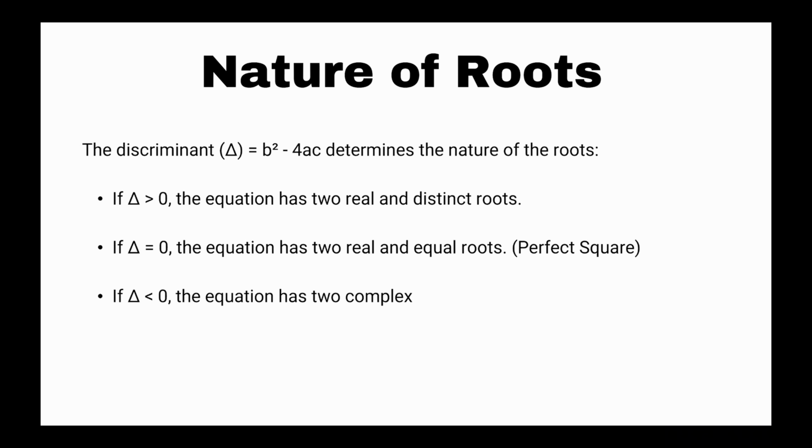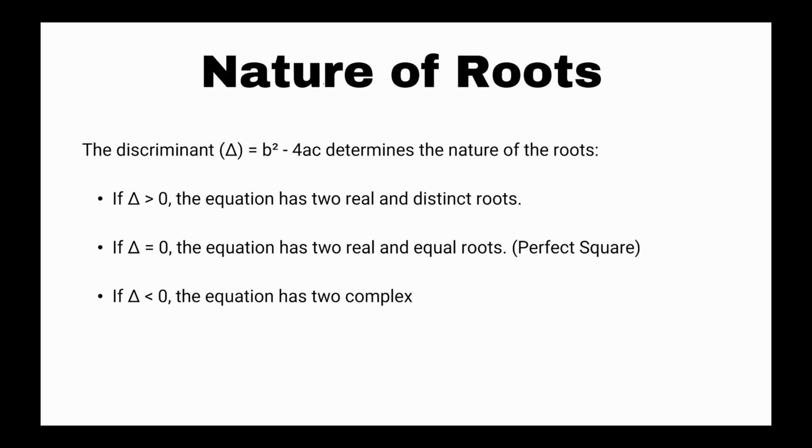So now let's talk about nature of roots. Again, repeating the same things that we did in the last lecture. How can we determine what our roots type is? Our roots can either be real and distinct when we find our discriminant, which is b square minus 4ac. If it is greater than 0, then we say we have two real and distinct roots. If it is equal to 0, we say two real and equal roots, and we say that our equation is a perfect square. And if it is less than 0, we say we have two complex roots.